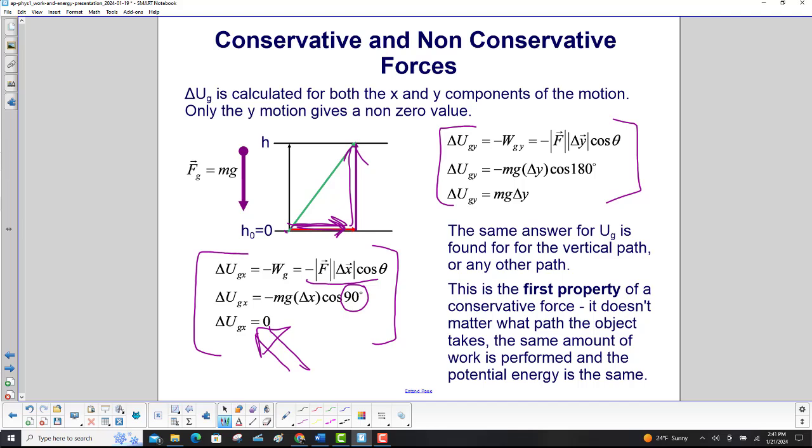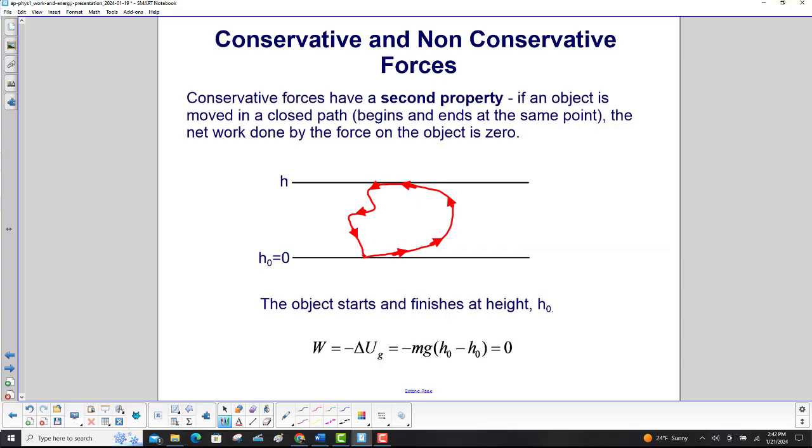The same answer for the potential energy is found for the vertical path or any other path. If we just went up here, we would get this answer. If we do any other path, all it considers is the vertical piece. This is the first property of a conservative force. It doesn't matter what path the object takes. The same amount of work is performed and the potential energy is the same.